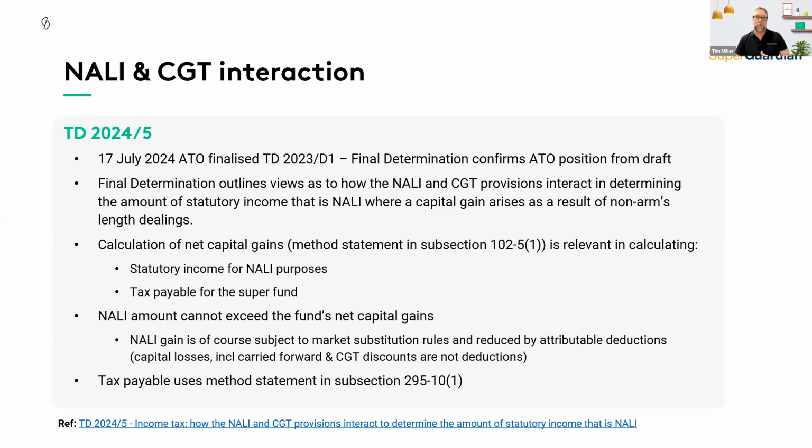So what we've got is a situation where we know that we've got to calculate our net capital gains, right? And when we calculate our net capital gains, we're doing that to determine statutory income for NALI purposes and tax payable to the superannuation fund. What we also know is that NALI can't exceed the fund's net capital gains. So you can't have a NALI amount that exceeds the net capital gains of the fund. And so the NALI gain is subject to market substitution rules and is reduced by attributable deductions with the capital losses, including carry forward losses. And then we've got the tax payable method, which we use under 295(10).